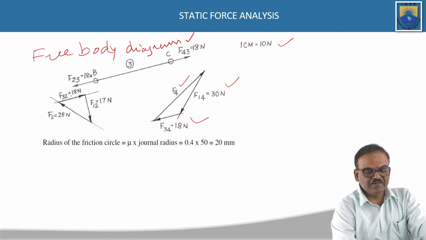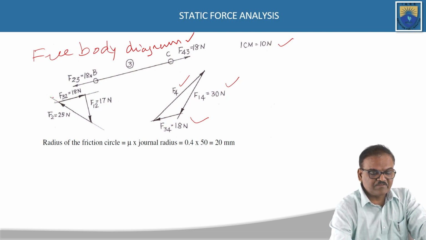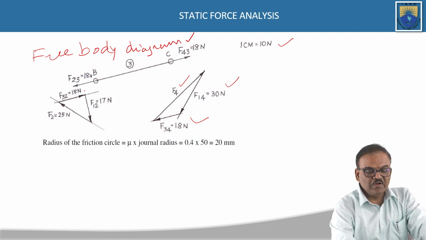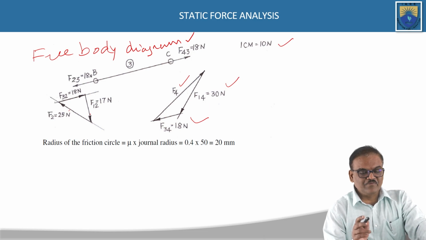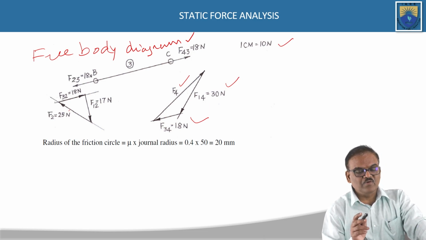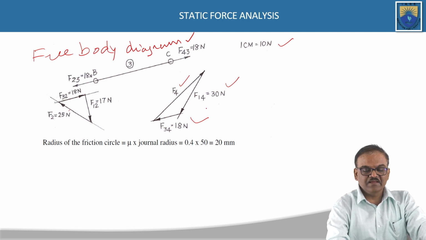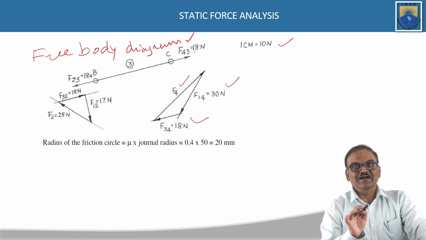F2 is 25 newtons, F32 is 18 newtons, which is already known to us, and one line is drawn as per the line of action of F2 and F12. Because of the concurrence, the direction is known to us, and if you close this polygon, the directions of F12 and F2 are known to us. Similarly, here also, because F34 is known, accordingly F43 has been determined.